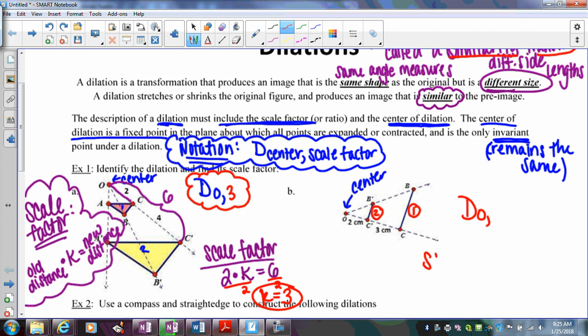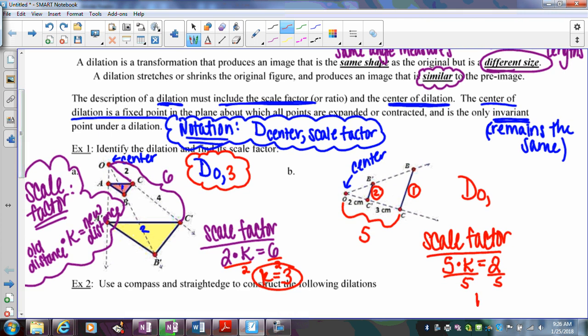And then to find our scale factor, the old distance from the center to the original was 5 units. So the old distance was 5. We had to multiply that by the scale factor to get the new distance. And the new distance is 2 to get to C prime. So we go ahead, we divide that. And in this case, we see that the scale factor is 2/5. So again, a fraction because you're really making this smaller. So you should be multiplying by a fraction. So my scale factor is going to be 2/5.